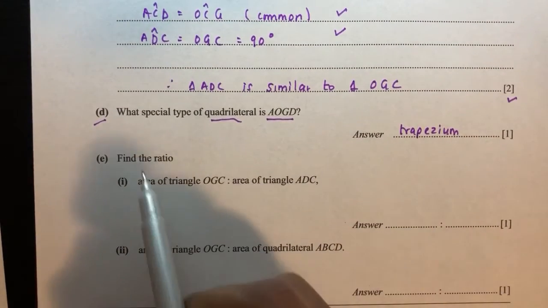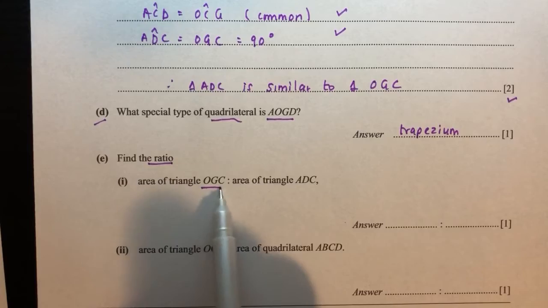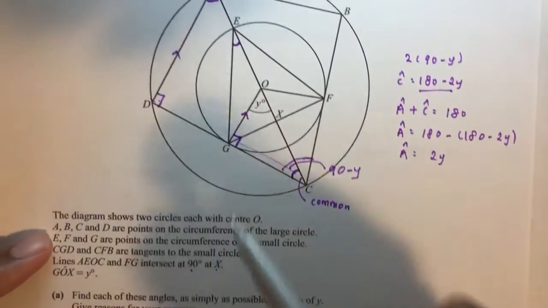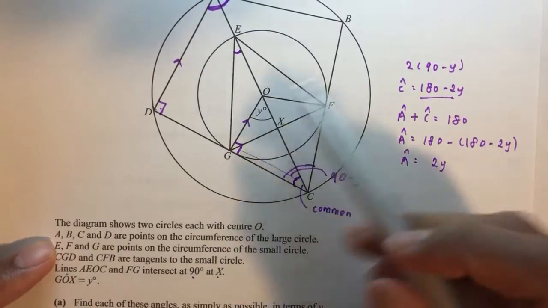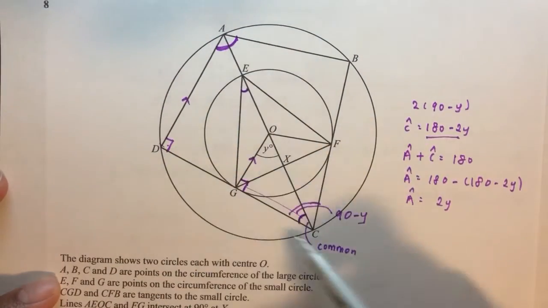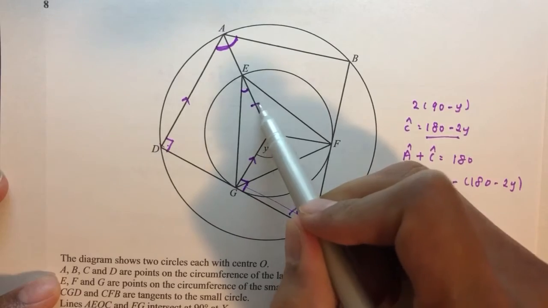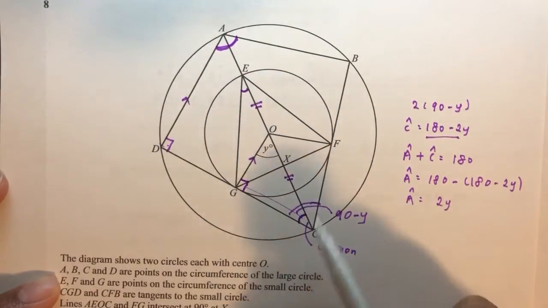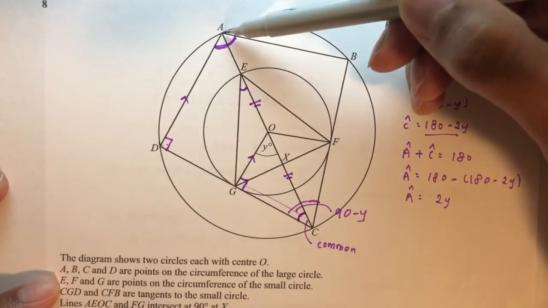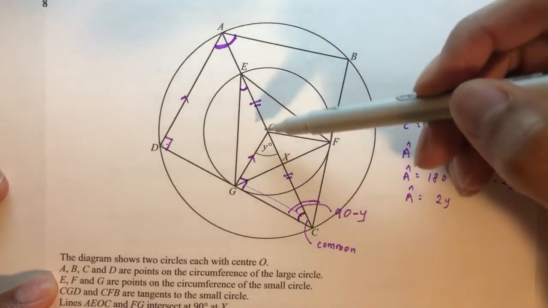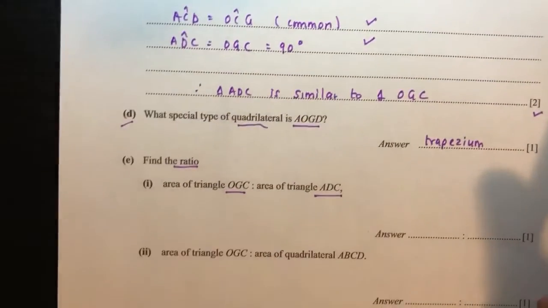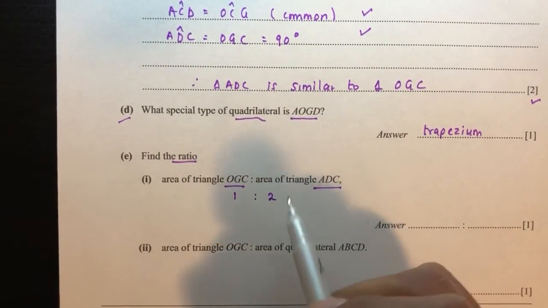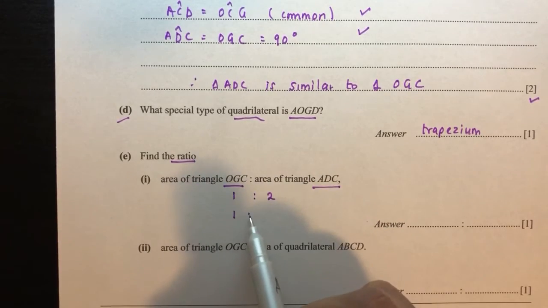Now find the ratio of the areas of triangle OGC and ADC. OGC is this small one, and ADC is this big one. As you can see, this is the radius of the big circle, and this is also the radius of the big circle. So the side of the big one is 2 times the side of the small one. So the ratio is 1 to 2 for the sides, but for the area we have to square it, so it becomes 1 to 4.